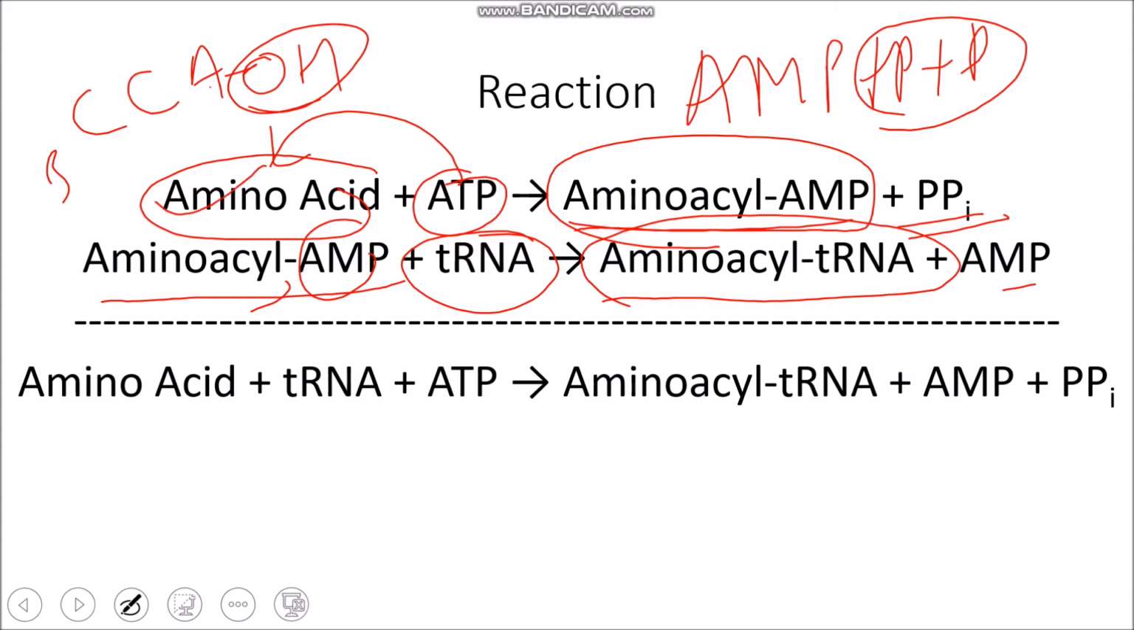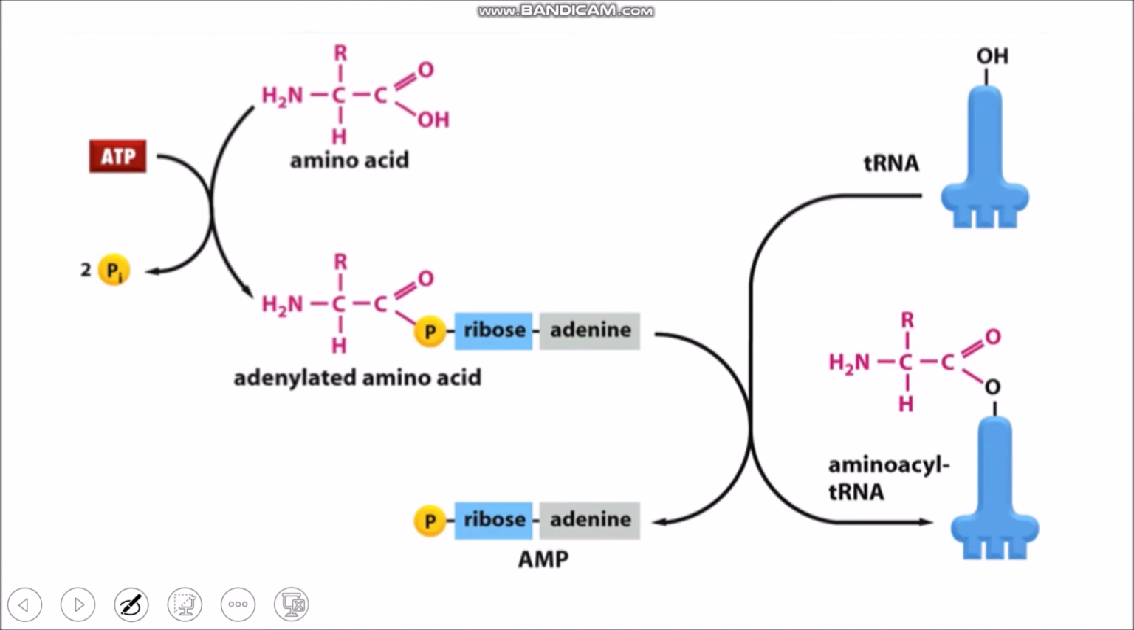Amino acid plus ATP plus tRNA, this will be crossed. Finally you will have this one, this one, and this one. So this is the overall reaction, the summarization of the reactions.